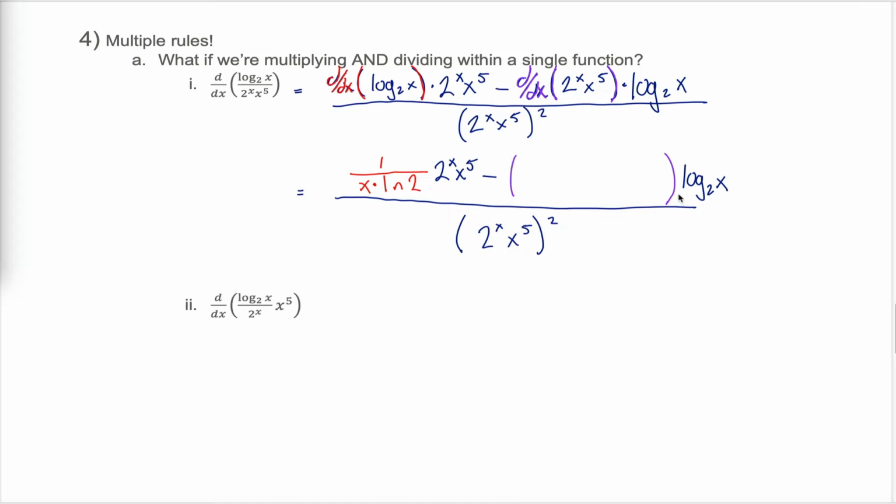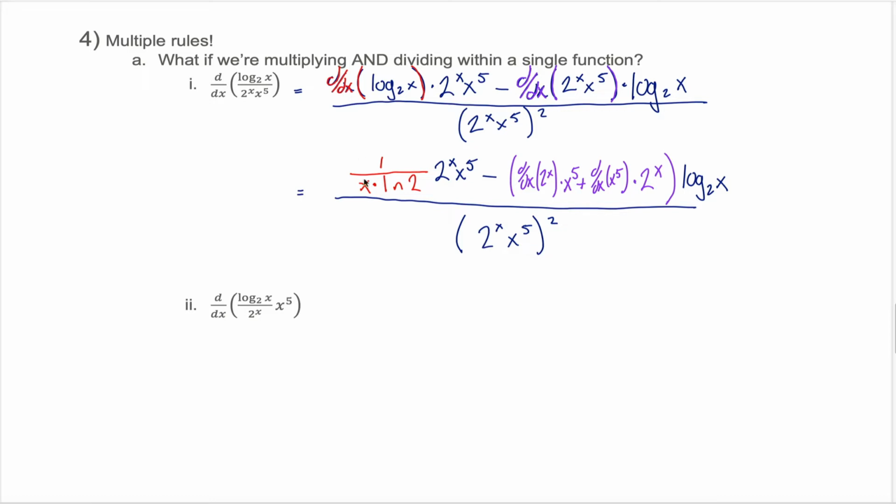What goes in these purple parentheses? Well, using my product rule, I got the derivative of 2 to the x times x to the 5th, which is just the derivative of the first thing, the 2 to the x, times the second thing, the x to the 5th, plus, for the product rule, the derivative of the second thing, the x to the 5th, times the first thing, the 2 to the x power. We weren't done up here because we still had these two different d over dx symbols.